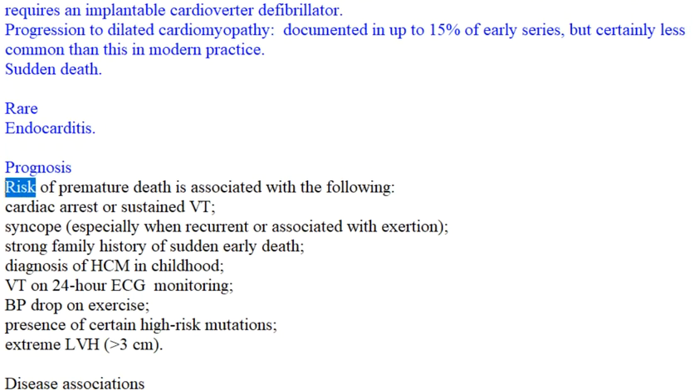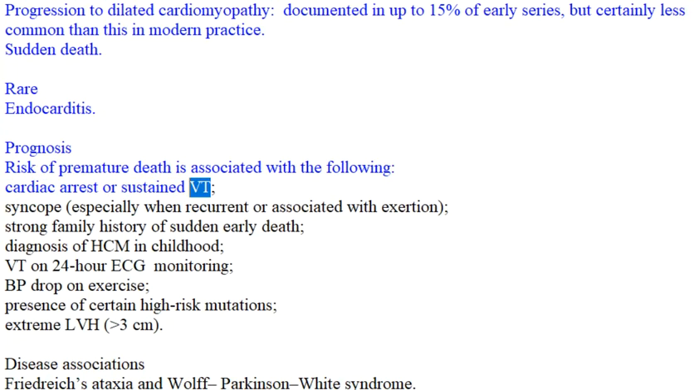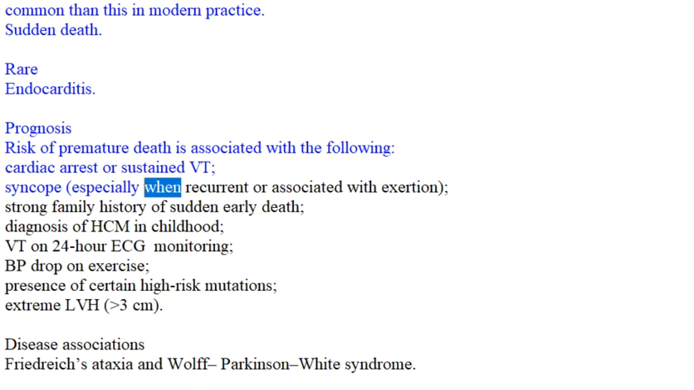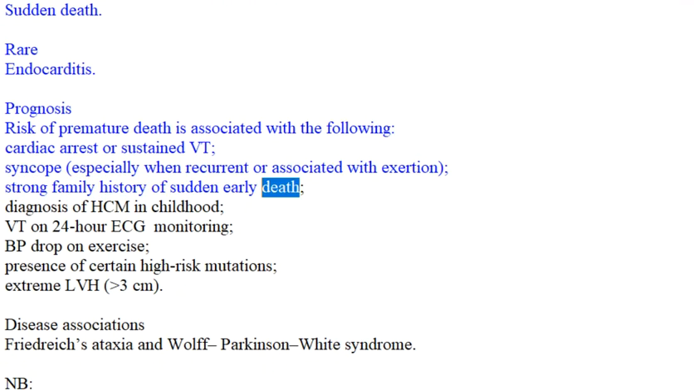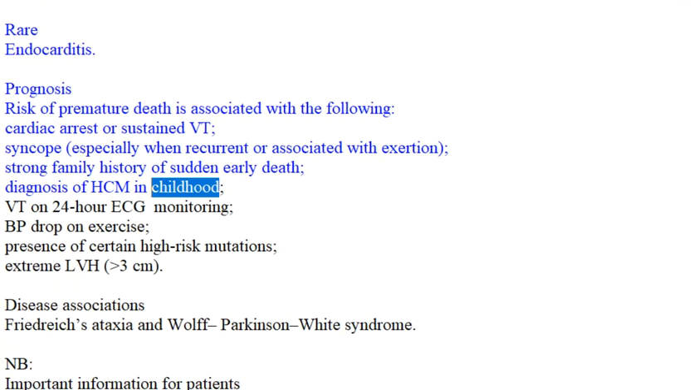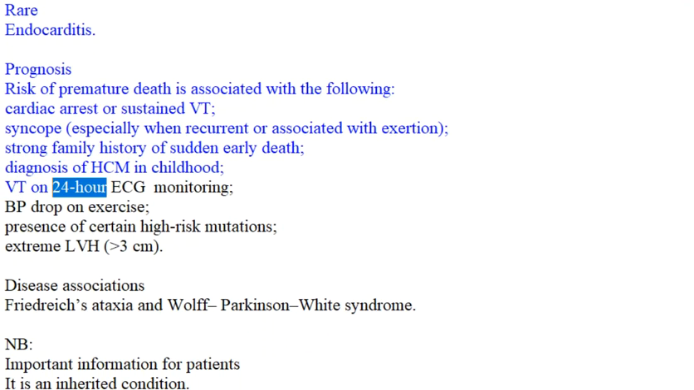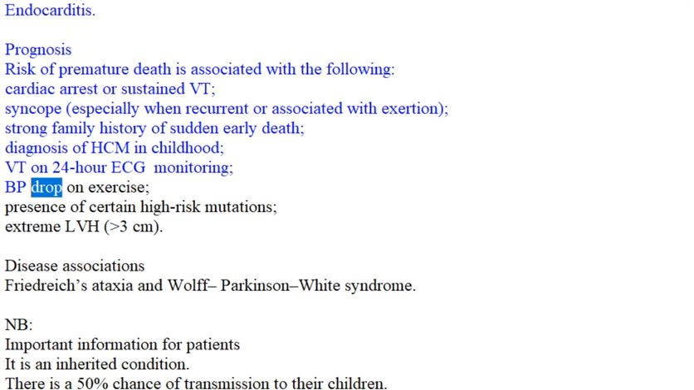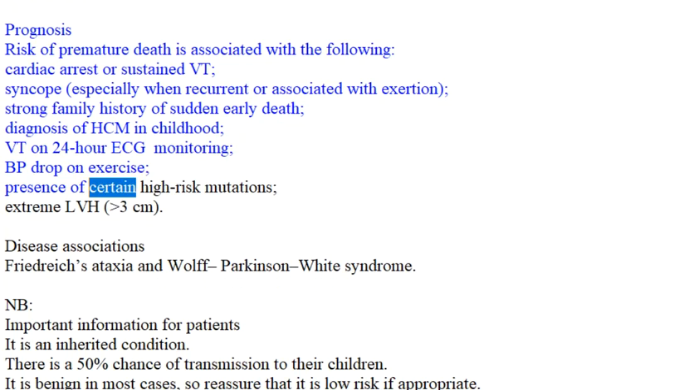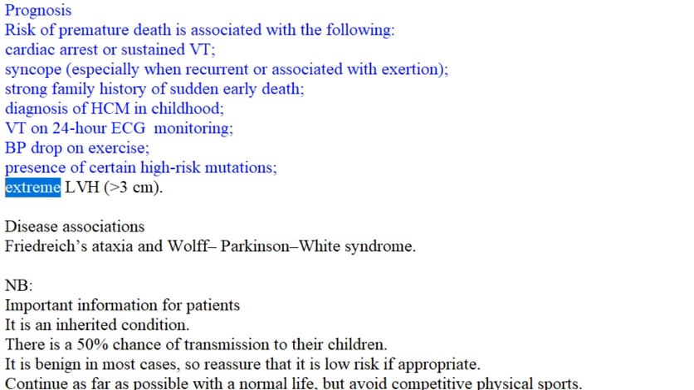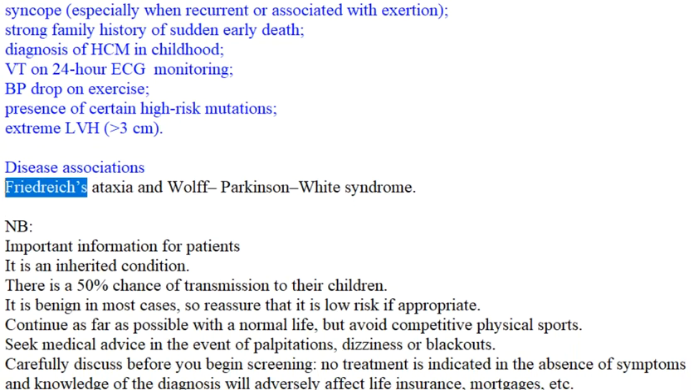Prognosis. Risk of premature death is associated with the following: cardiac arrest or sustained VT, syncope, especially when recurrent or associated with exertion, strong family history of sudden early death, diagnosis of HCM in childhood, VT on 24-hour ECG monitoring, BP drop on exercise, presence of certain high-risk mutations, extreme LVH, greater than 3 cm. Disease associations: Friedreich's ataxia and Wolff-Parkinson-White syndrome.